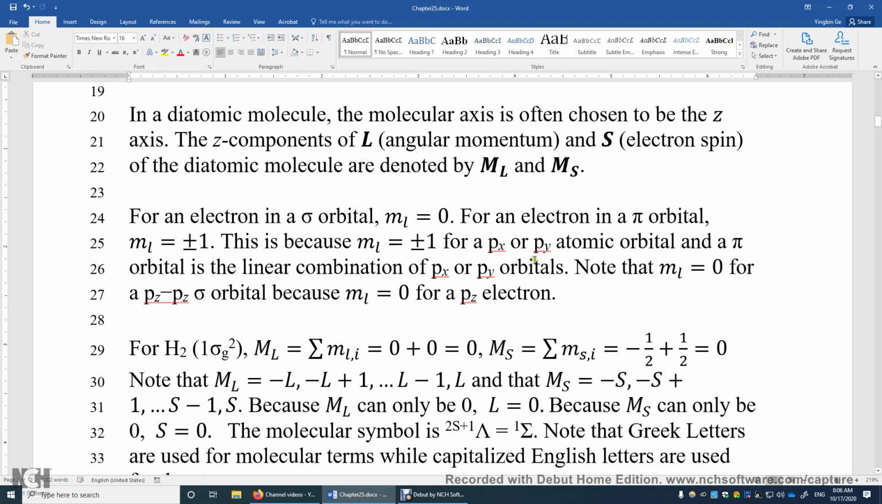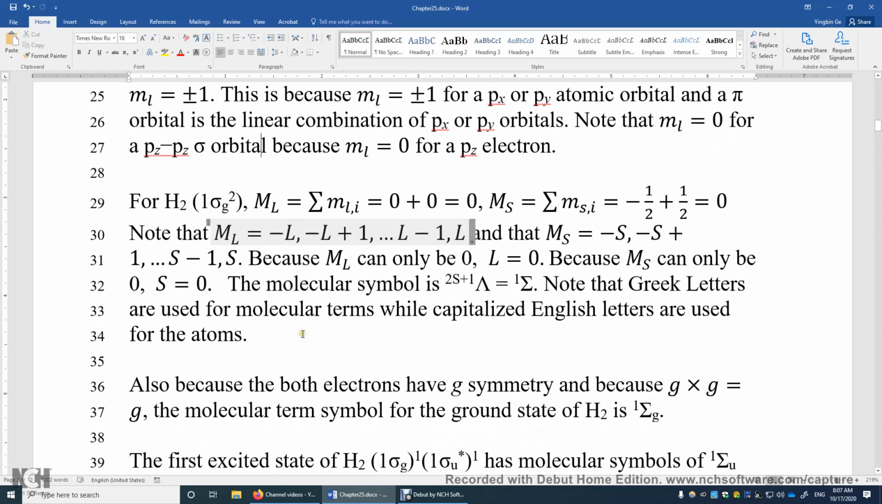To be more precise here, we need to use p minus 1 and p plus 1. P minus 1 and p plus 1 are the linear combinations of px and py, for example, px plus i times py and px minus i times py. But in this case, for simplicity, we'll just use px and py and say the z component of the angular momentum has a quantum number of m sub l equal to plus or minus 1. What if we have a sigma bonding orbital formed by the constructive interference of two pz orbitals? Well, m sub l is 0. Why? Because pz is equivalent to p0, and p0 has m sub l equal to 0.